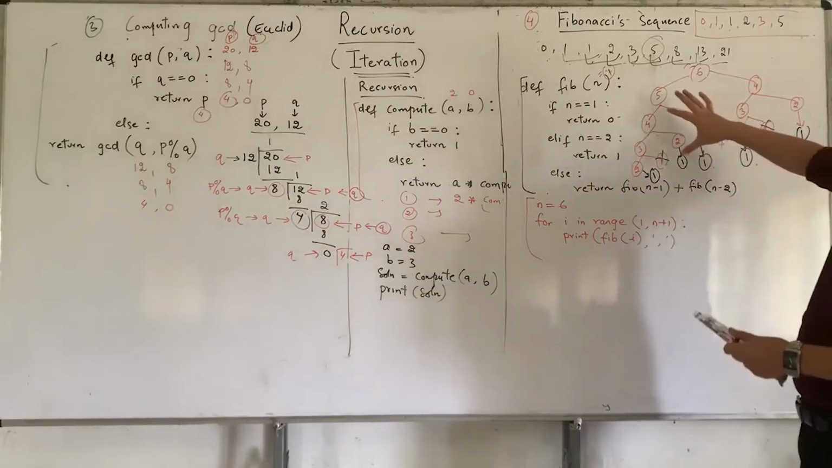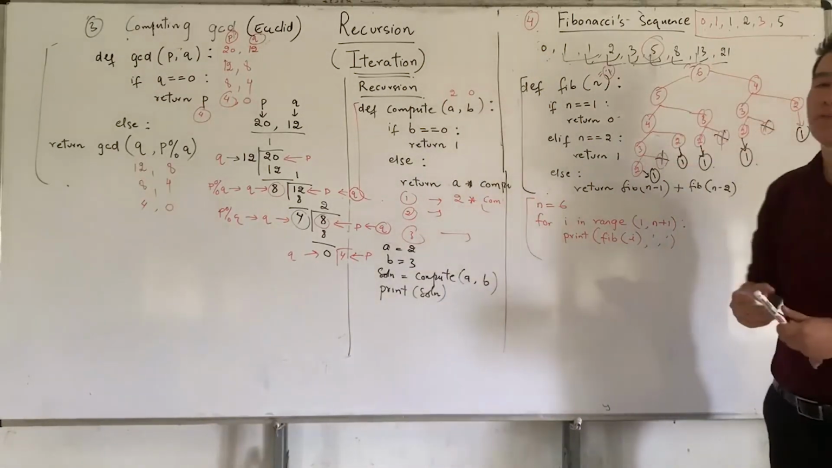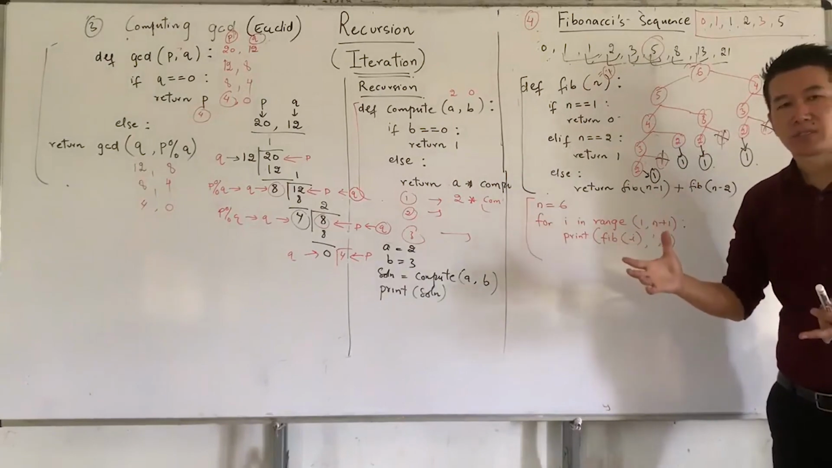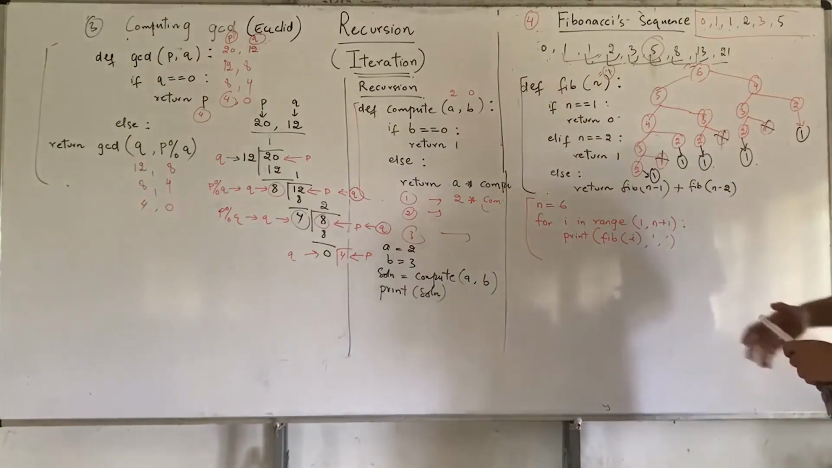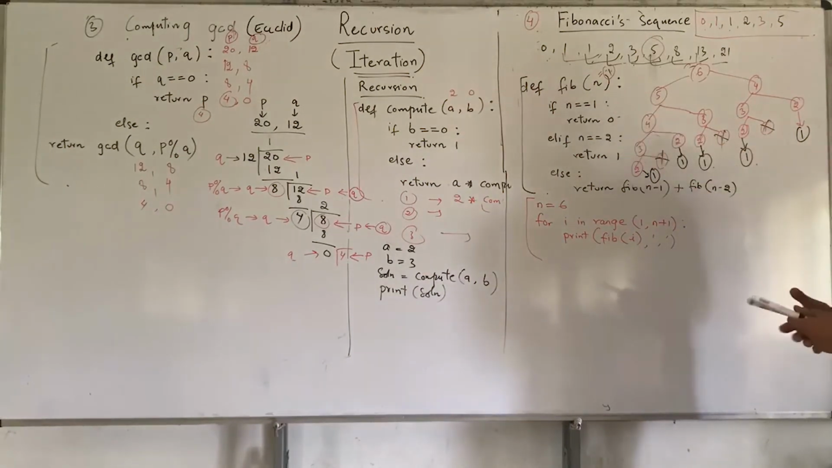So with the help of the recursion tree, you'll be able to understand the Fibonacci sequence in the form of a program. Alright? So this is how you write the function definition for Fib in order to generate the Fibonacci sequence.